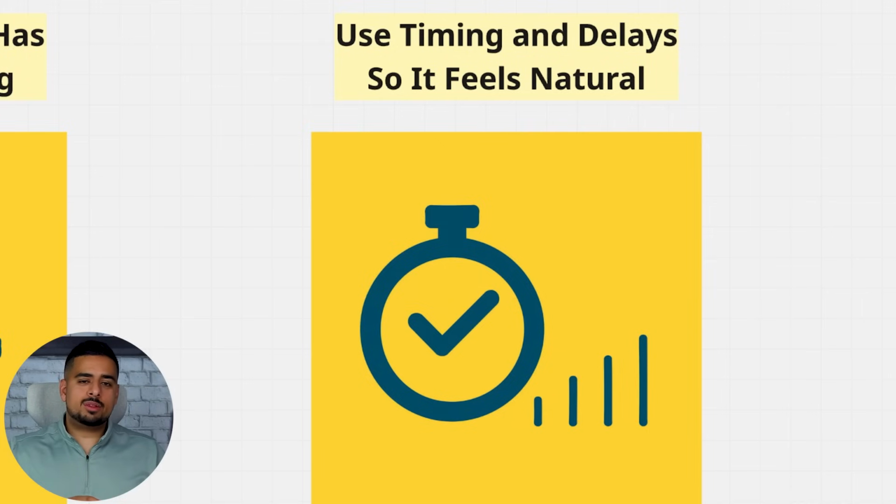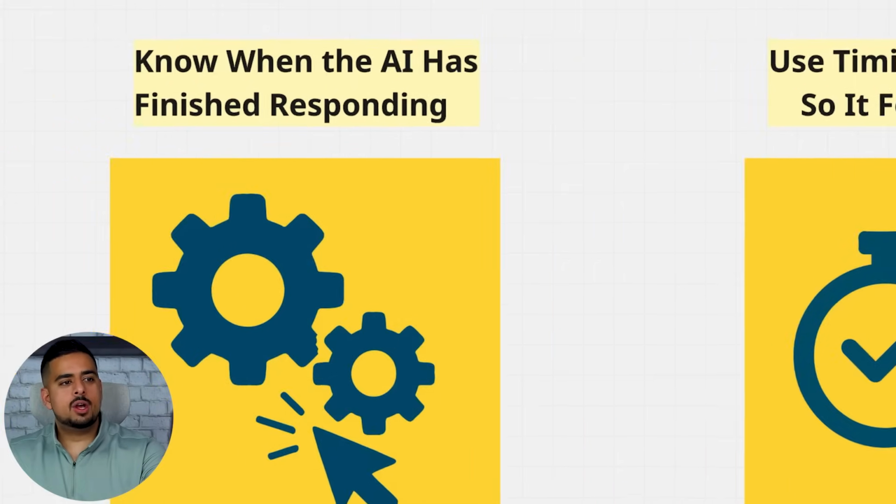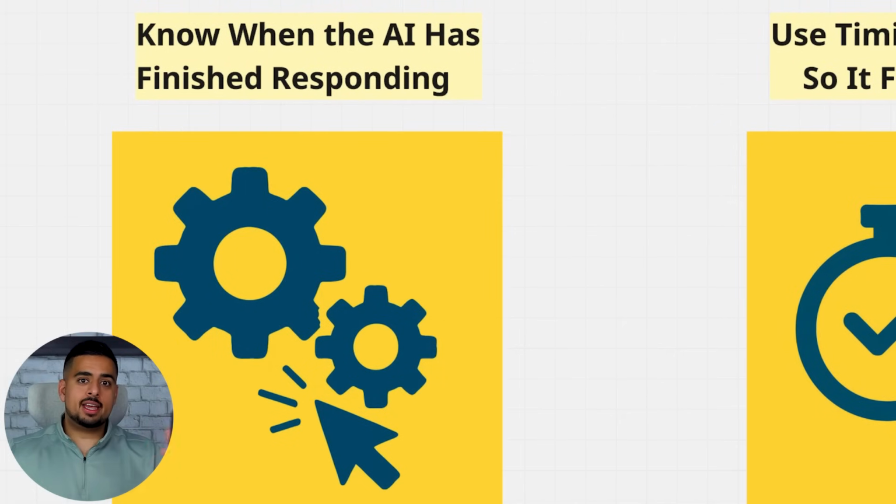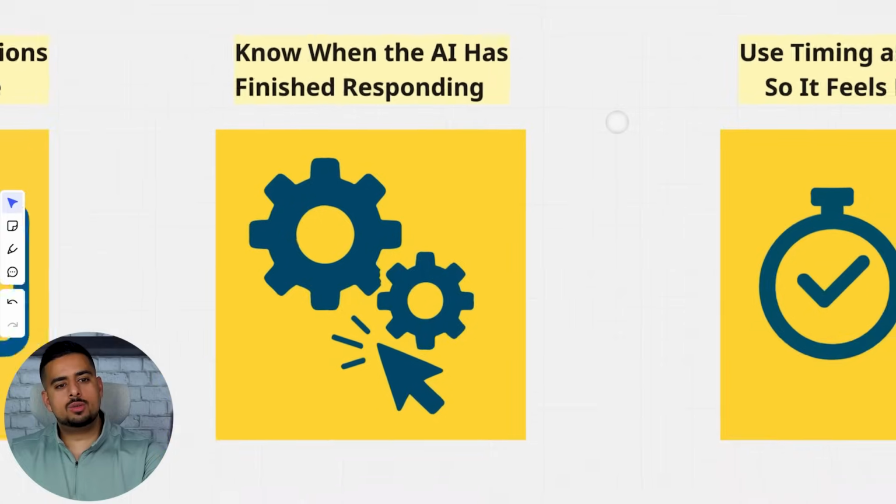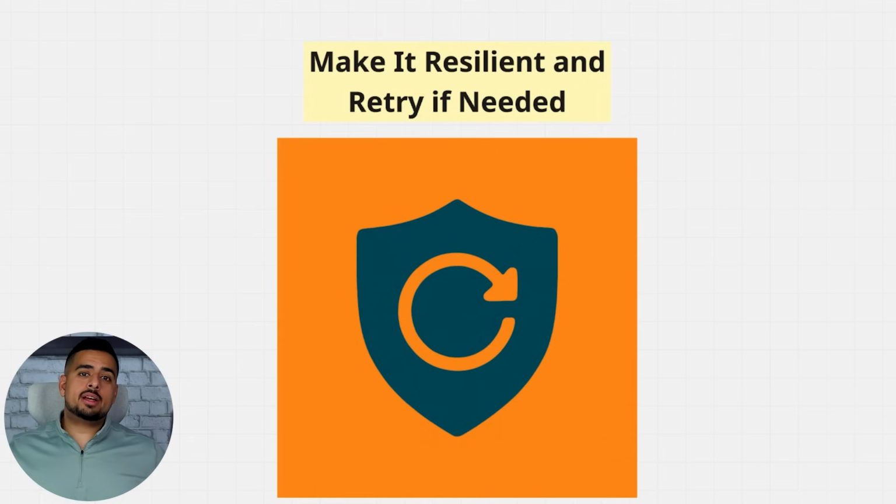And that goes hand in hand with this one because the timing and delays will have to interlink with knowing when the AI has finished responding. So these two are paired together. And everything I mentioned right now is the 80%. This is the final 20%, which is making it robust and resilient.